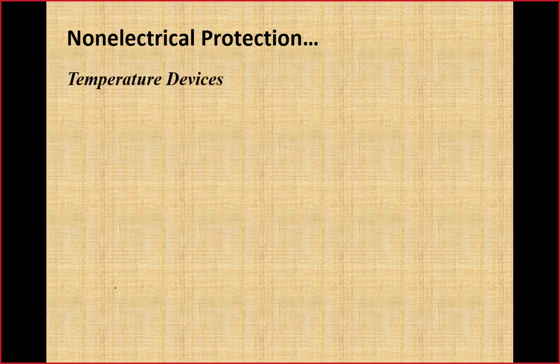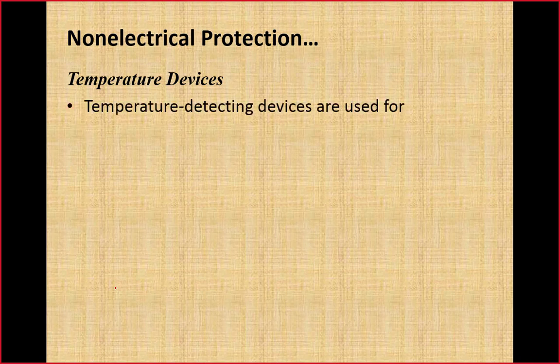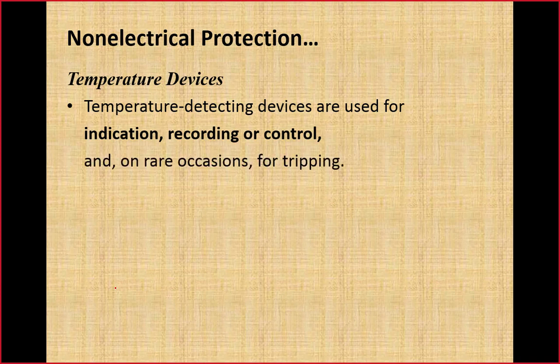At the end of the lecture, now we will discuss the temperature devices. Temperature detecting devices are used for indication to show the working temperature of the transformer, recording or control. Recording is to note down the behavior of temperature, and control means based upon the temperature some corrective measure, if required, will be taken. And on rare occasions these temperature devices' readings or monitoring is done for tripping purposes.